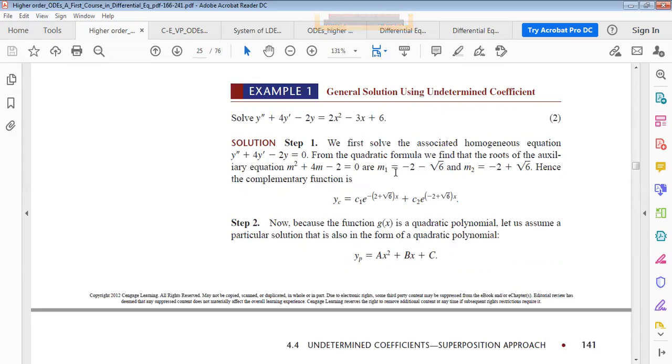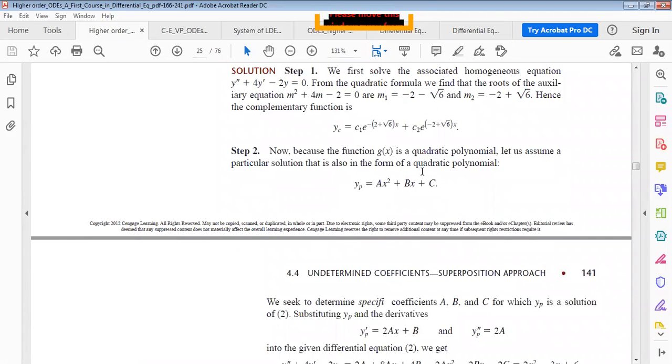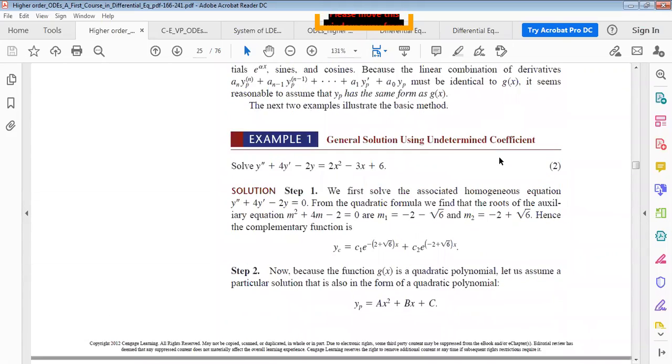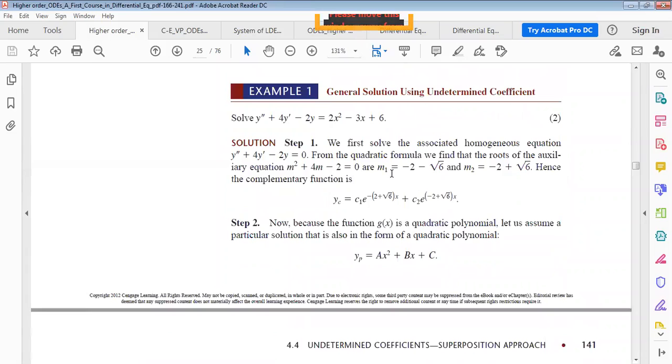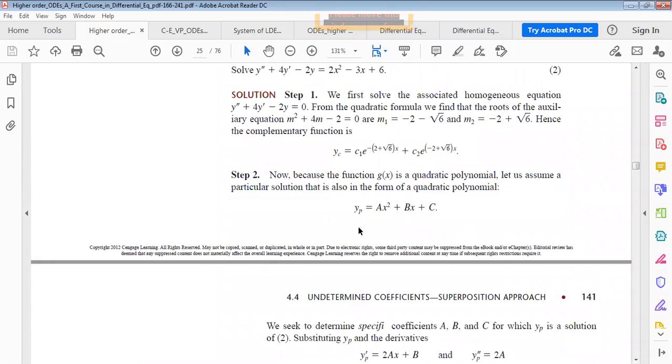We get two roots, m equals minus 2 minus root 6 and minus 2 plus root 6. Hence the complementary function can be written as c1 e to the power of the first root times x plus c2 e to the power of the second root times x. Now because of the function g(x), the right hand side, this is a quadratic polynomial. Let us assume a particular solution that is also in the form of a quadratic polynomial. That means yp equals a x square plus bx plus c.